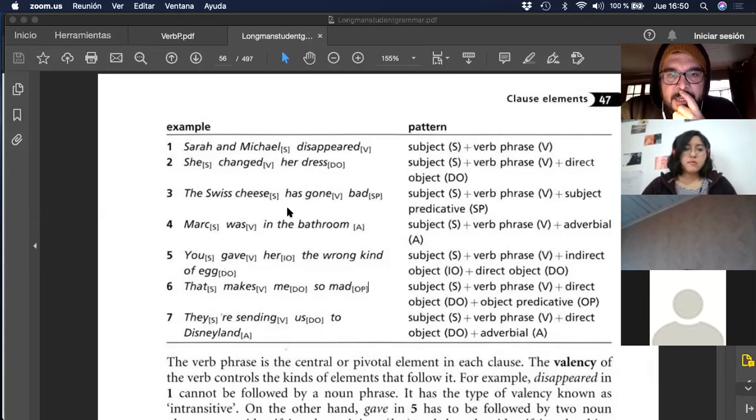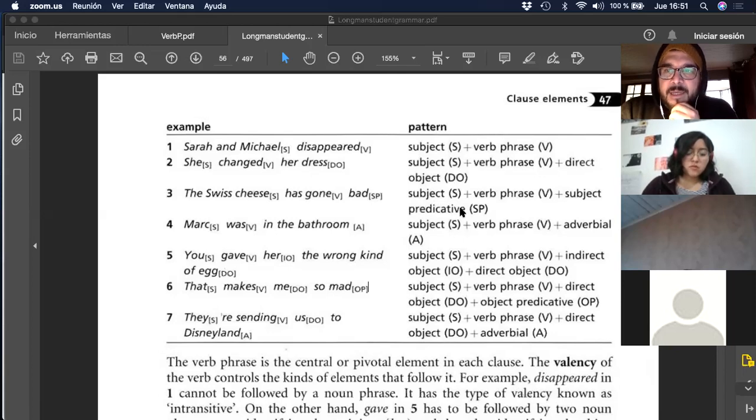Tercer ejemplo, the Swiss cheese has gone bad. Ya, entonces tengo el verbo has gone, and then I have the doer of the action, the Swiss cheese, and then I have bad. Y dice subject predicative. What does it mean? It means that this element is providing information about the subject. It's telling you how that subject is, right? Biver calls it subject predicative. Quirk calls it subject complement, right? Nosotros vamos a ocupar la versión de Quirk, así que rayen ahí predicative y escriban complement.